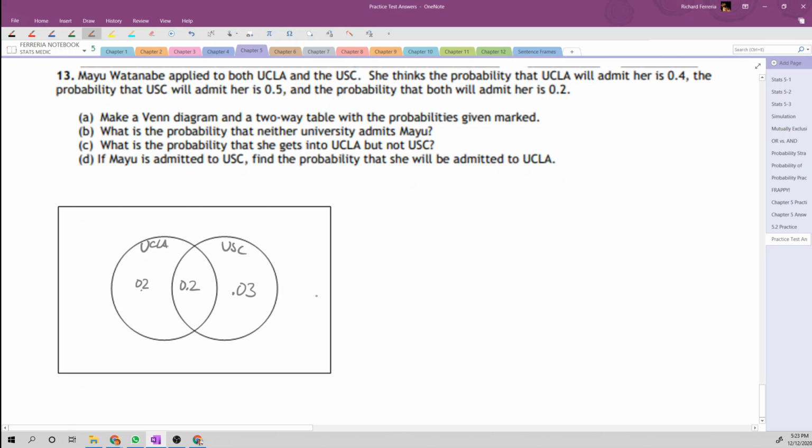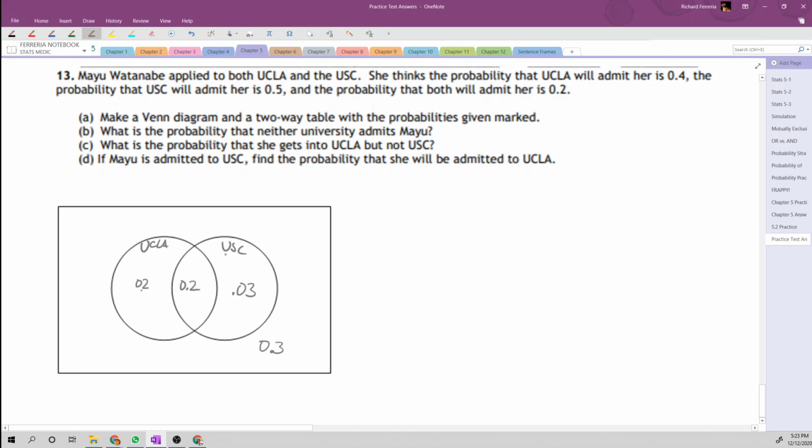So the last bit is, what's the probability that neither school is going to admit her? That's going to be anything that's not in here. So this is 0.2, 0.2, 0.3. This all adds up to 0.7. So out here, we've got to put a 0.3. All four of these numbers need to add up to 1. So there's our Venn diagram.